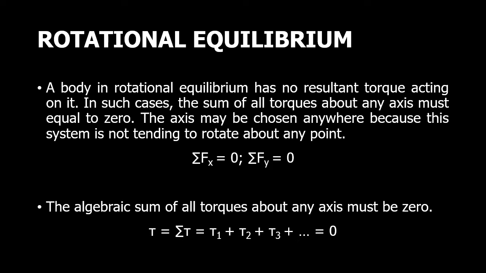So, para masabi mong rotational equilibrium siya, ang resultant torque mo dapat ay 0. Kaya natin nasabing walang resultant torque dahil magiging 0 siya. The axis may be chosen anywhere because the system is not tending to rotate about any point.